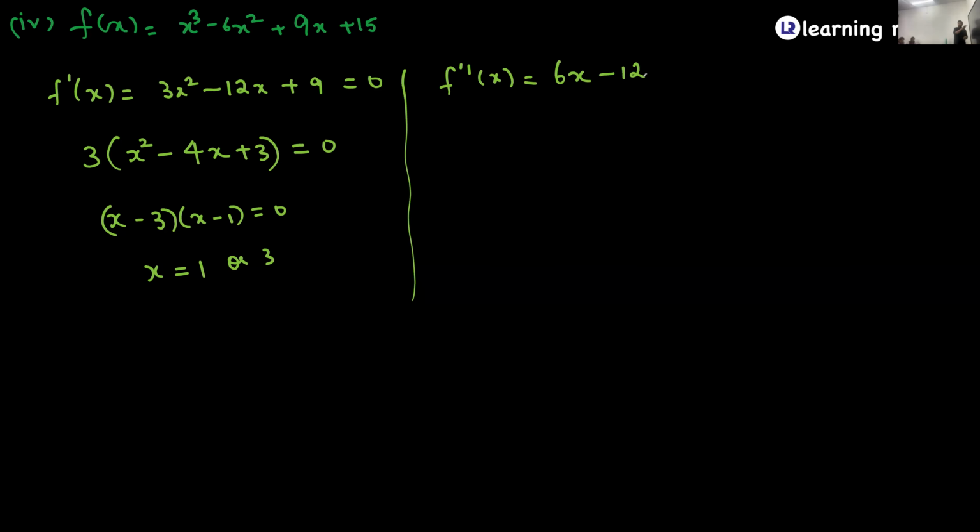Now we need to check the critical points here. So what is f double dash of 0? Sorry, f double dash of 1. So it is going to be minus 6, which is less than 0. So 1 will become a point of maximum.